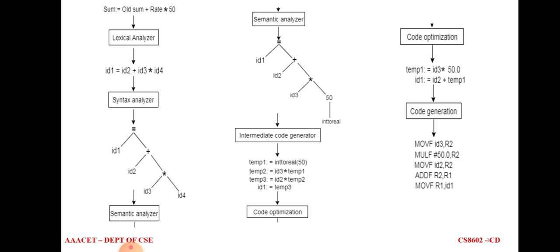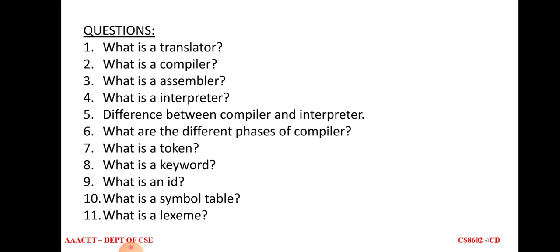So this is the concept of phases of a compiler. In this lecture we saw what a compiler is, what a translator is, and what the types of translator are: compiler, assembler, and interpreter. A translator converts one type of language into another type of language. A compiler converts the high level language into assembly level language. An assembler converts assembly level language into machine level or low level language.